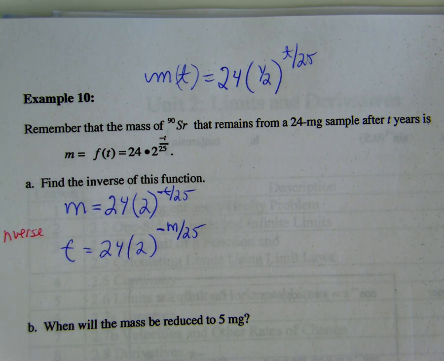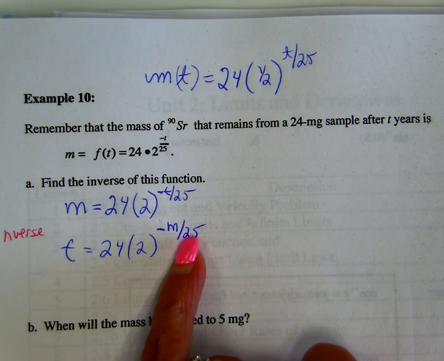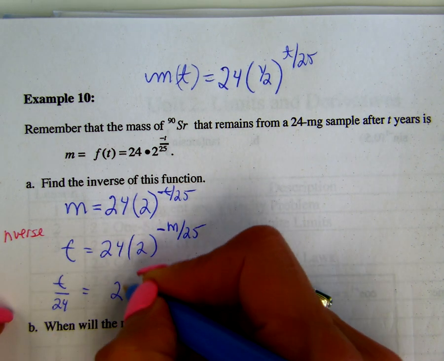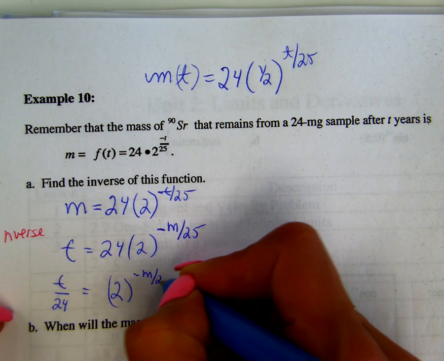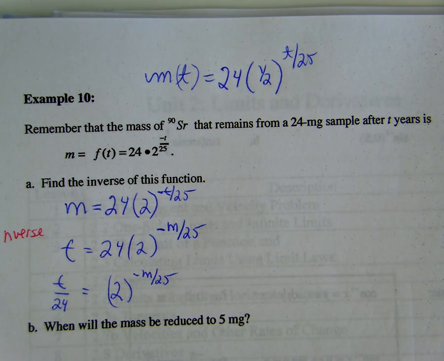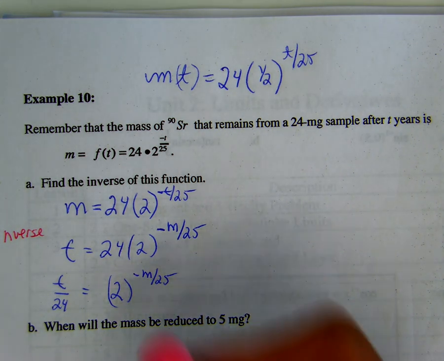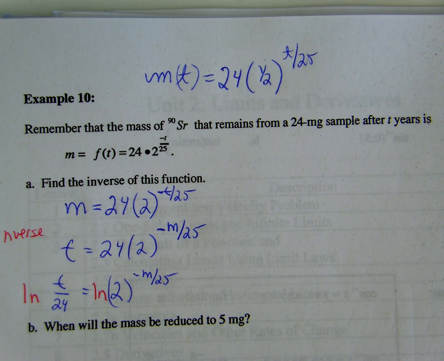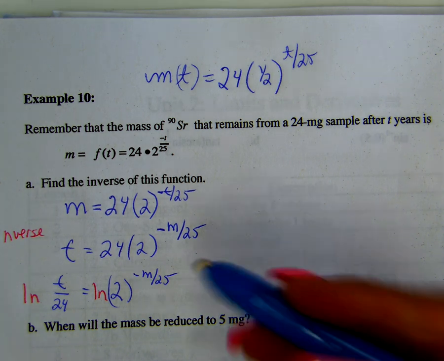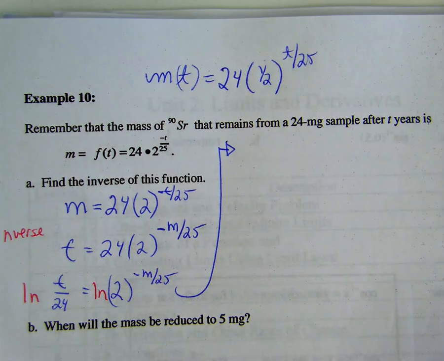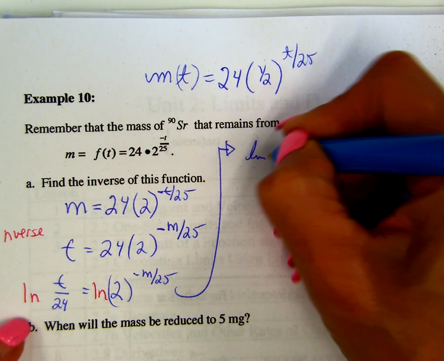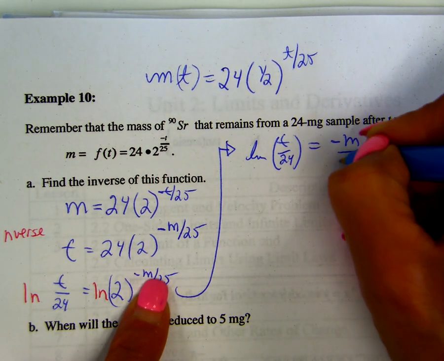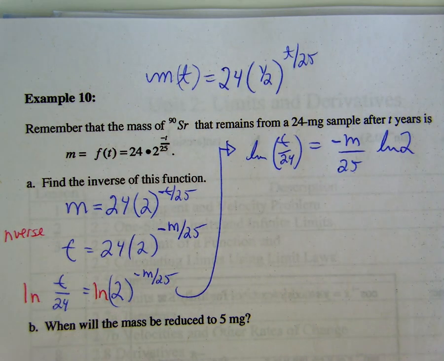So we start off by isolating our exponential. T over 24 is equal to 2 to the power of negative m over 25. Solving for a variable in an exponent, we're now going to take the ln of both sides. A ln is a log. So ln laws, log laws, same thing. I've got the ln of t over 24 is equal to negative m over 25 times the ln of 2.